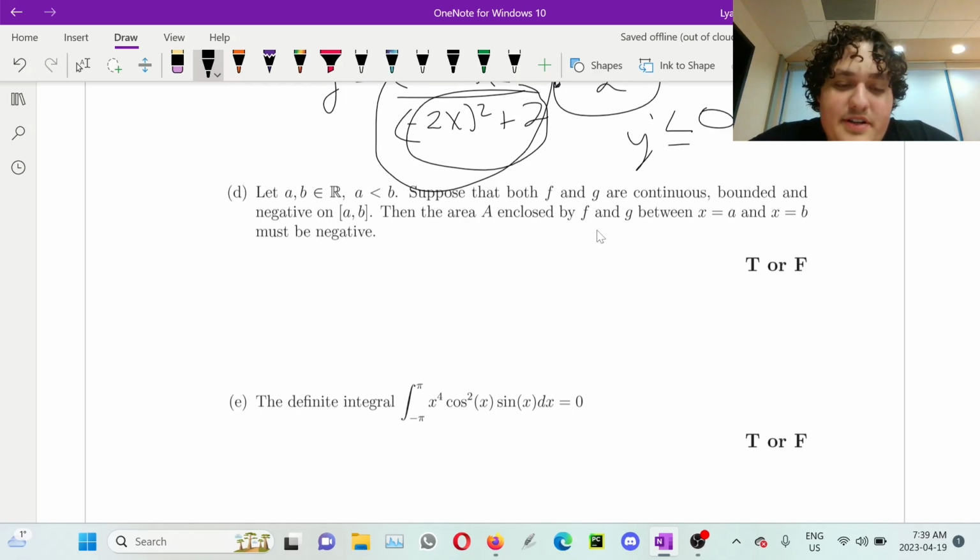Let a, b be real numbers where a is less than b. Suppose that there are two continuous functions, bounded and negative. Then the area enclosed by f and g between x equals a and x equals b must be negative. Okay.